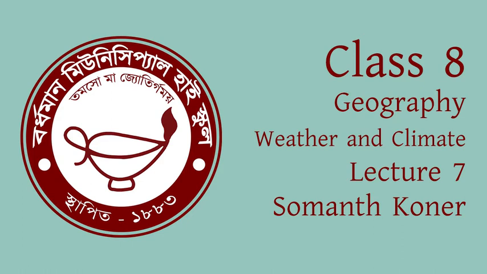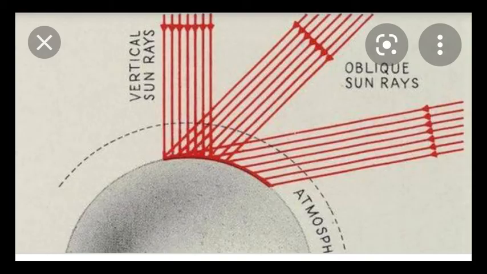Today I am discussing a portion from the chapter Weather and Climate, chapter 7. The name of the portion is the temperature of air, which is not the same at all places. So, what are the reasons behind this?